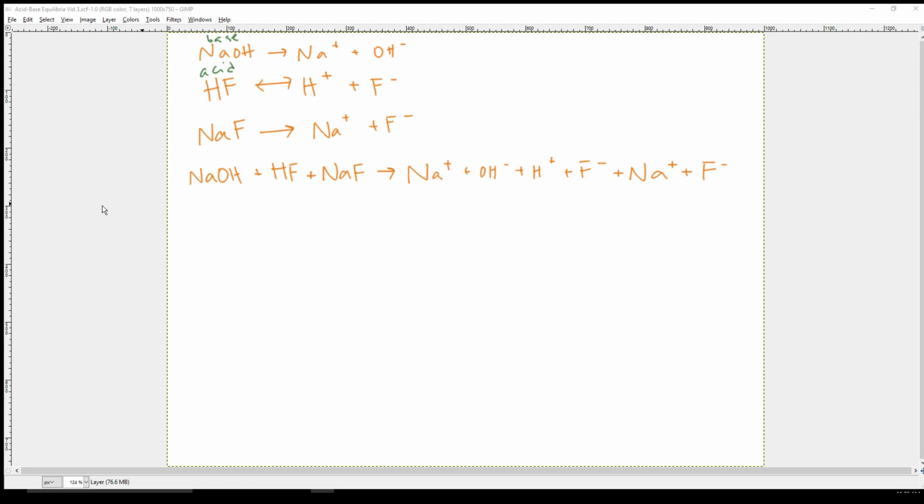Phew. Okay, now I'm going to split things into their ions. I know that NaOH becomes Na plus OH minus because it is a strong substance. I know that hydrofluoric acid is weak, so I cannot split it. And I know that NaF is a salt, and so those will also dissociate. Then I have what I originally had over here, this giant mess.